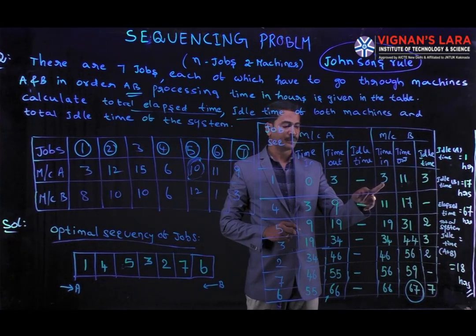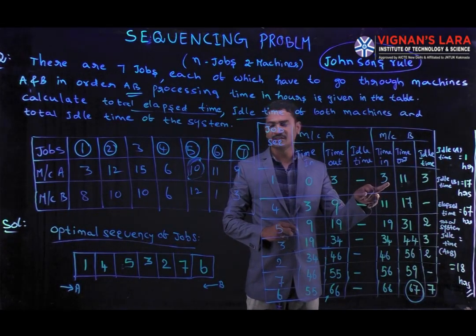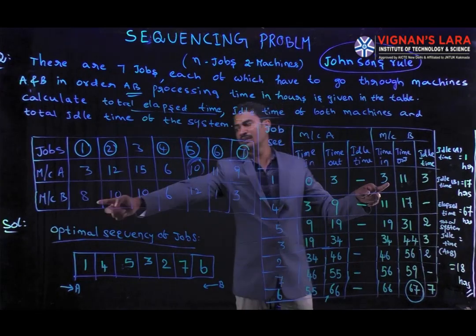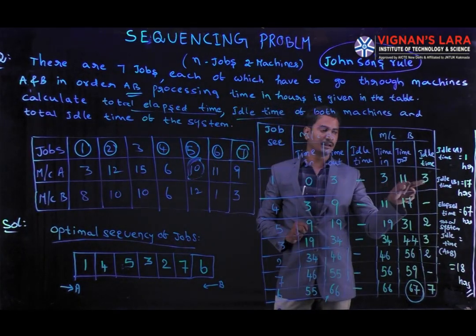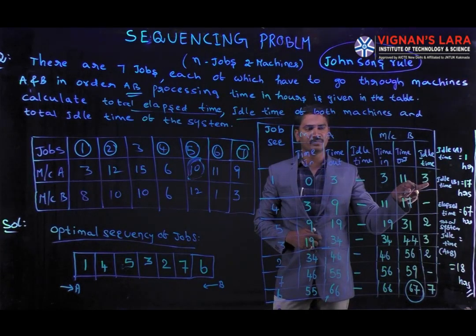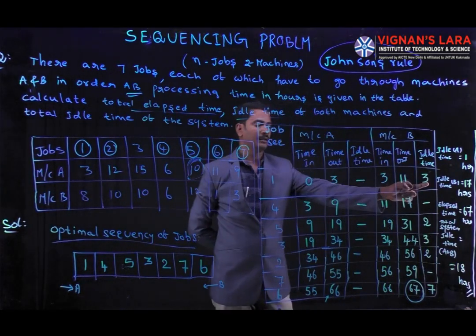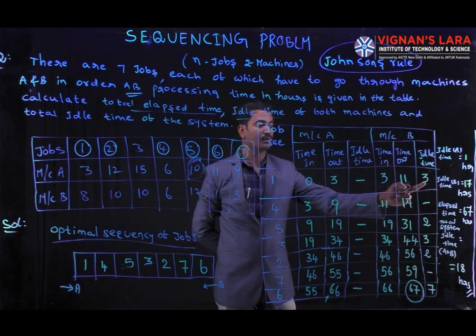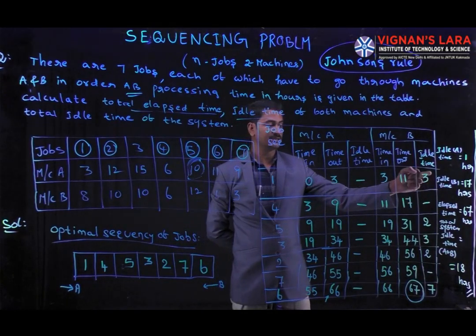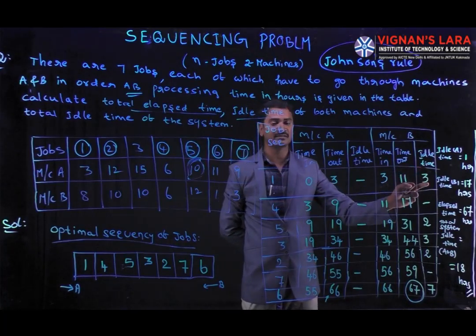At the third hour we are starting job 1, and how many processing hours are taken for that? 8 hours. 8 plus 3, 11 hours. So machine B started at the third hour and finishes at the 11th hour. Up to the third hour machine B was idle, so we have 3 hours of idle time.